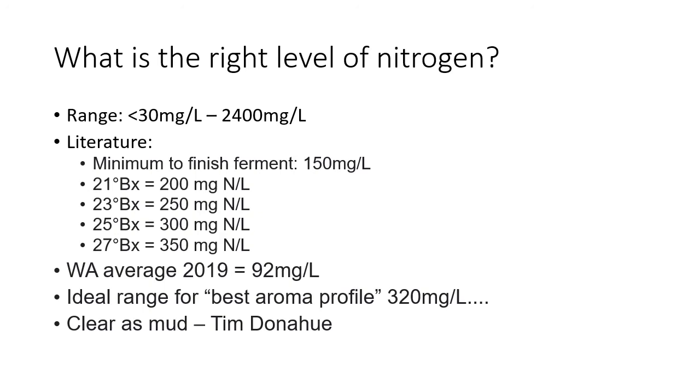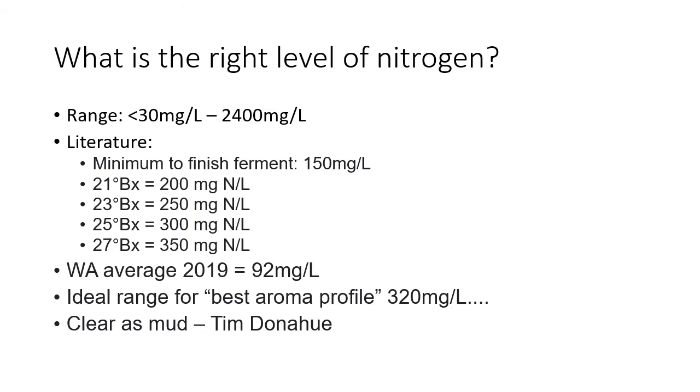And then UC Davis published this chart. At 21 Brix, you need 200 milligrams a liter of nitrogen. At 23, you need 250. At 25, you need 300. At 27, you need 350. Well, the Washington average is about 92 milligrams a liter, according to ETS. And the ideal range for the best aroma profile, according to Maurizio Ugliano, one of my old professors at Adelaide, is 320 milligrams a liter.